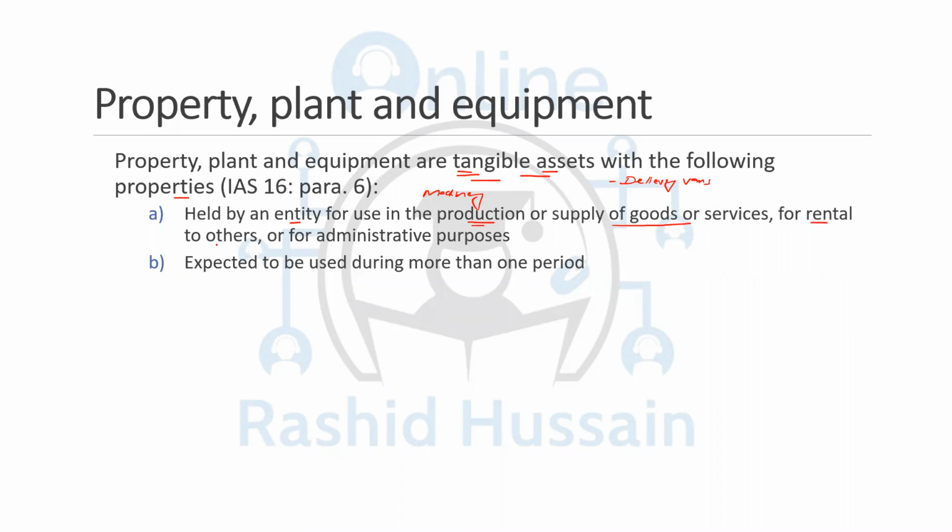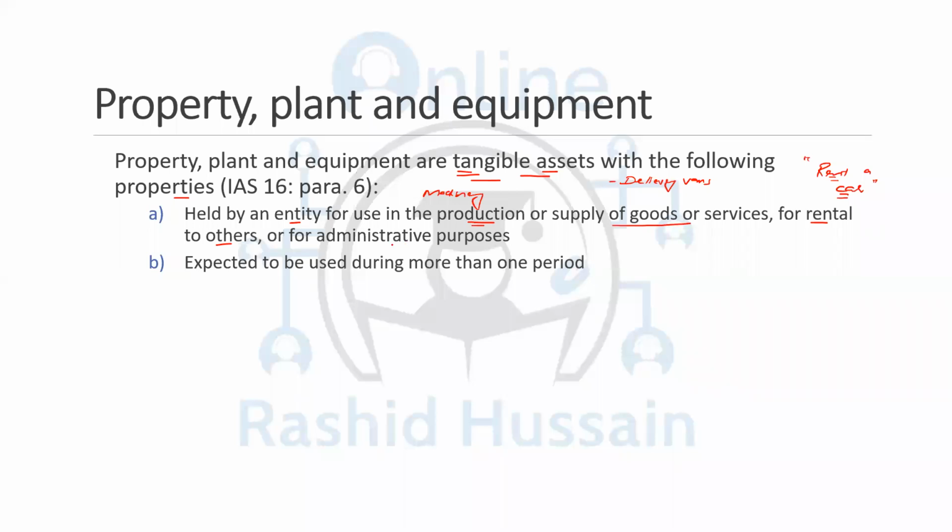For rental to others, for example, your business is a rent-a-car arrangement, where you have cars which are being given on rent to the customers. For example, they need it for traveling, for weddings, for parties, whatever the case is. You have the vehicles which are being given to the customers on rent, and they pay you the rentals, which is your ordinary activity of the business. And those cars are bringing the money to the business.